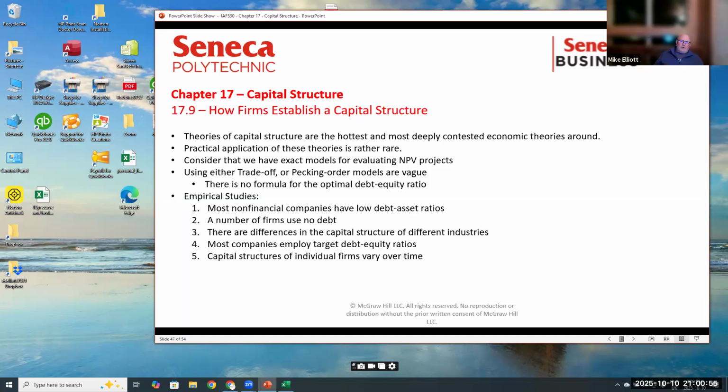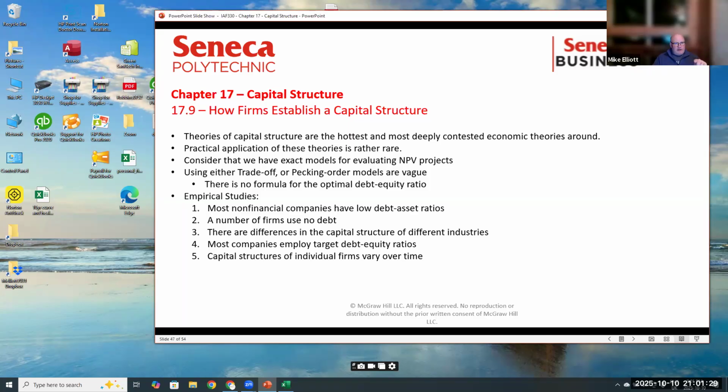We know what happens when we're too low. We're too low, we have not enough benefit from our tax shield. If we're too high, we have too much of a cost from our risk, bankruptcy costs. So we know what happens on either side of it, but we can't tell you exactly where it is. What I can tell you is looking empirically at most companies, most non-financial companies have a very low debt to asset ratio.